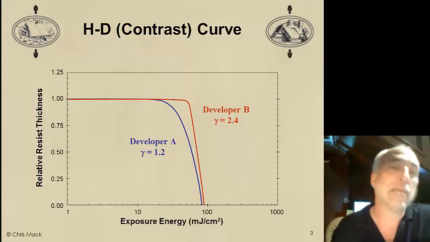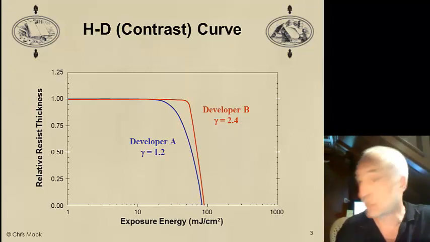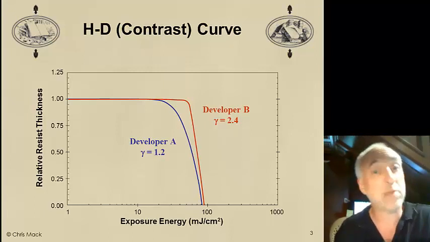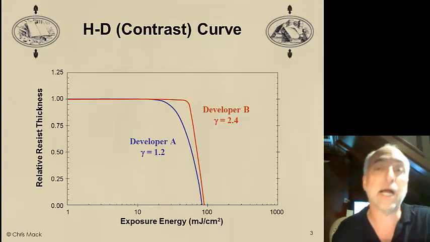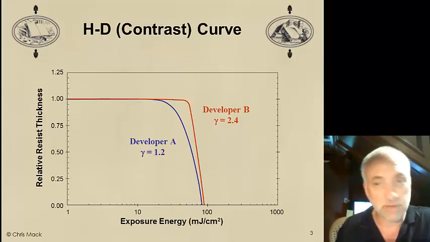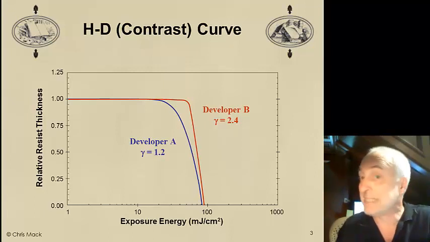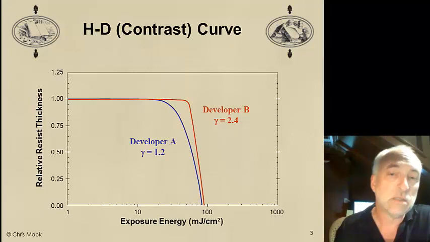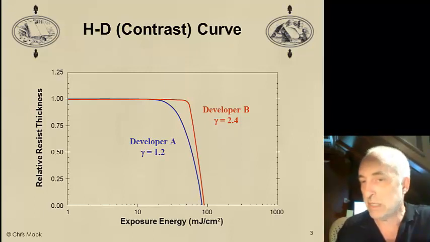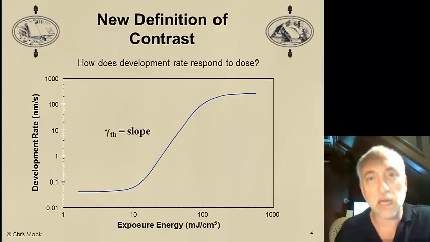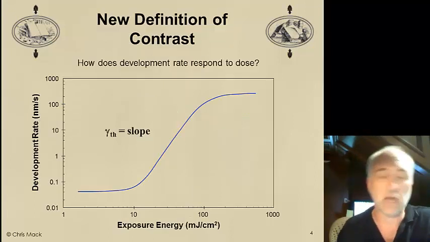I'd like to explain the reason for this dilemma, the reason for this paradox, why we thought higher gamma would mean better lithography, but in fact higher gamma did not mean better lithography for the case of adding these surfactants into our developer. To do that, we have to delve a little bit more closely into what gamma is and what it means. And in fact, I'm going to define a new value of gamma.